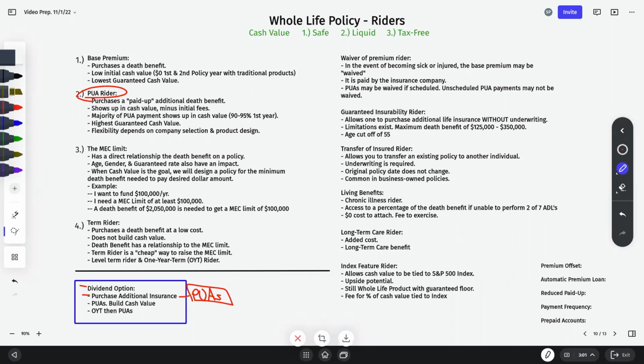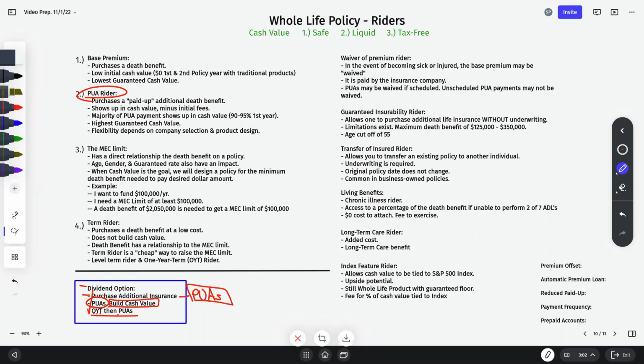And then the second option, we've got OYT, then PUAs. OYT stands for 1 year term. So it's a term insurance rider that's attached to the policy. And how this rider works is that any dividends that are paid to your policy first satisfy the term cost, and then everything else is kicked into PUAs. PUAs, here's the sweet spot right here, or why everyone's attracted to them, is because they build cash value.